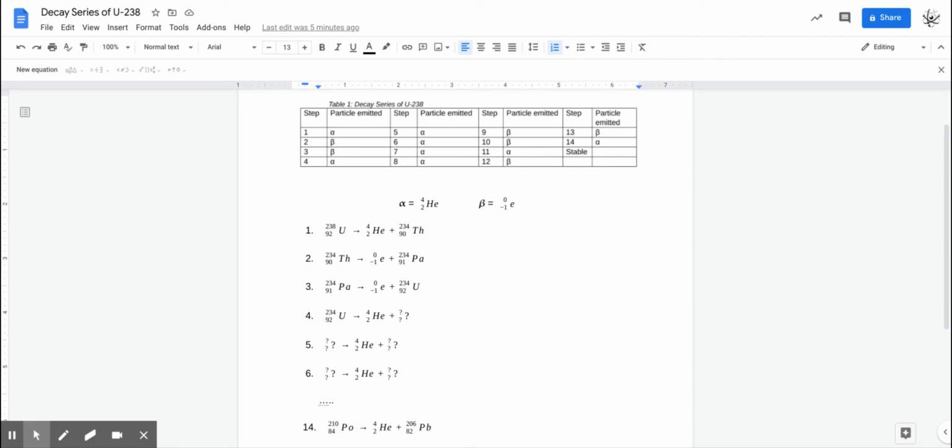So when I start step 2, I'm going to be starting with thorium 234. And in my table, I'm told that step 2 is a beta decay. And that means that we are going to emit the beta particle. So I'm going to put the beta particle first on the right side of the arrow. And I solve for my new daughter atom. We did the same thing. 234 minus 0 gives me a mass number of 234.